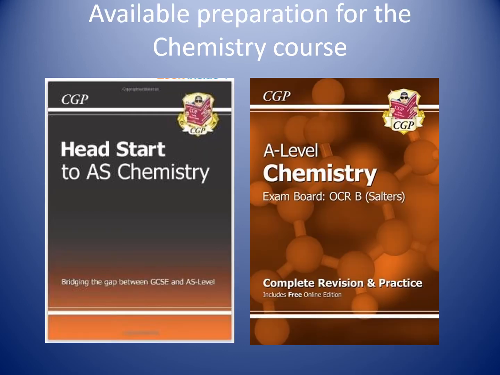CGP produced 2 books that you might find useful. The Head Start to AS Chemistry Guide is for all courses and would be useful to look at before you come. It'll refresh your knowledge of GCSE chemistry, the reactions and the calculations that the course includes. The revision guide is specifically for the OCR B course that we offer at college and is strongly recommended. It would be a good idea to purchase it before arriving at college. We usually offer students an opportunity to buy it once they arrive, but if you've got it already, then you'll be prepared.